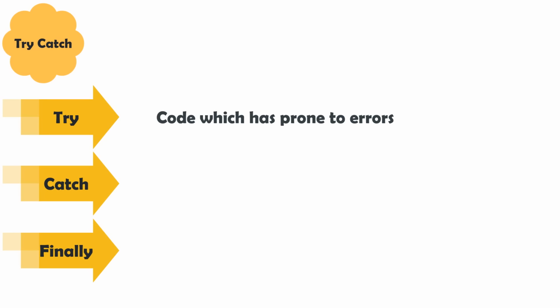The next part is catch. Here we set the exception handler. It means we set a code here which should be executed in case of an exception. But only for exceptions which occurred in try. It means that we handle only the exceptions which occur in the try part.